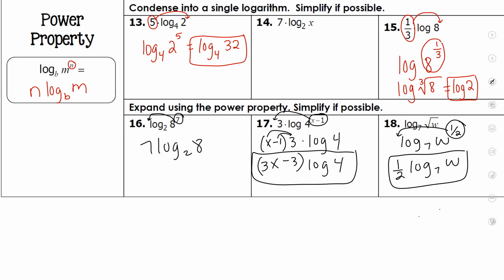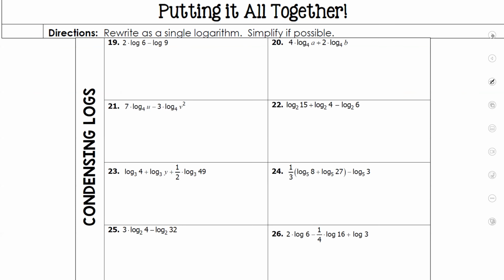All right, next. Now we're going to put it all together. We're going to use all 3 of those properties. Let's do number 19. So guys, this coefficient can be written as a power. So this will be log 6 squared minus log 9. This can be written as log 36 minus log 9, because 6 squared is 36.